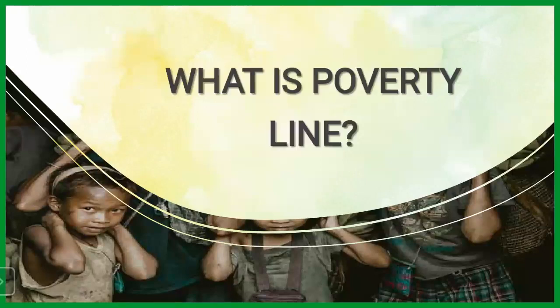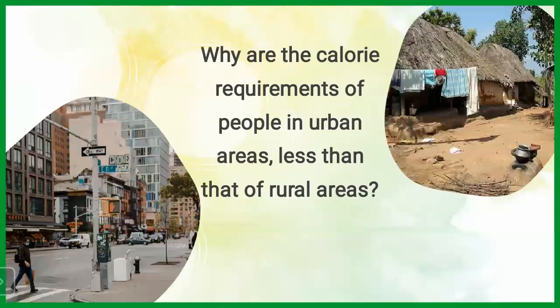So here, my first question is, what is poverty line? Estimated minimum level of income. Yes, very good, Charlie. It's an estimated minimum level of income which is required to afford the basic amenities of life. Now, my next question is, why are the calorie requirements of people in urban areas less than that of rural areas? Because of their less work. Yes, very good. Because the people living in urban area do less physical work, that's why they require fewer calories.